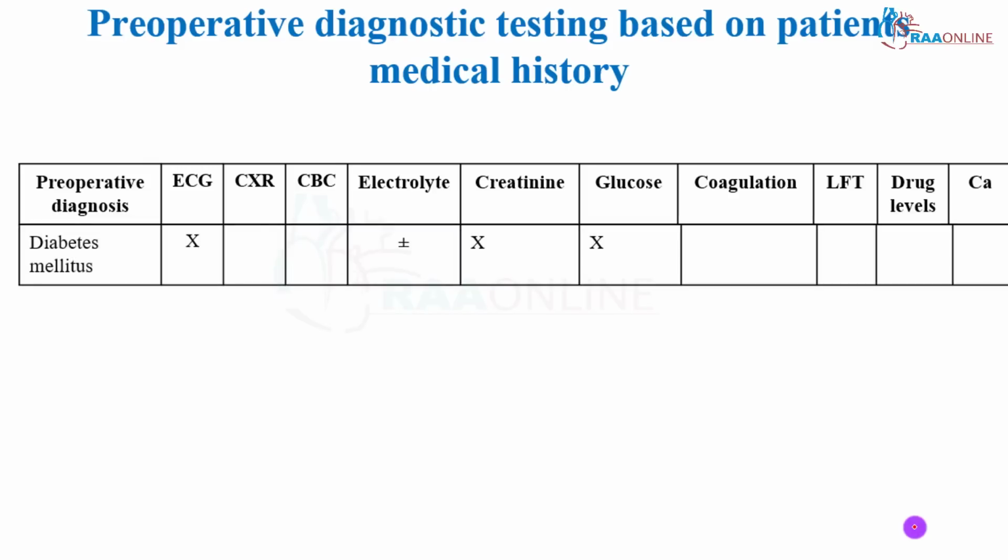Coming to diabetes mellitus, the patients are prone to heart disease, so ECG is a must. Electrolytes are very important here. The patient might have systemic disease which can alter the electrolyte balance. The patients are prone to kidney disease, so creatinine should be checked, and blood glucose and HbA1c should be done in the case of diabetes mellitus.